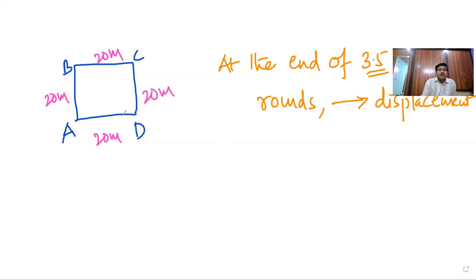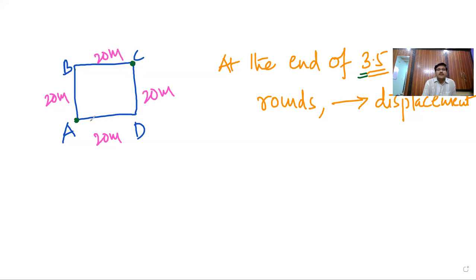Okay. Now, if the farmer starts from A to B, B to C, C to D, and D to A, that is one round. Again, second round: A to B, B to C, C to D, D to A. Again, third round, finally reaches A. 3 rounds he completes. Then half a round, that means A to B, B to C. Only this part he completes.